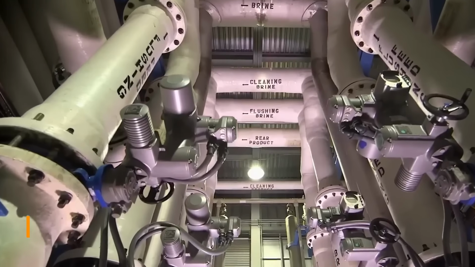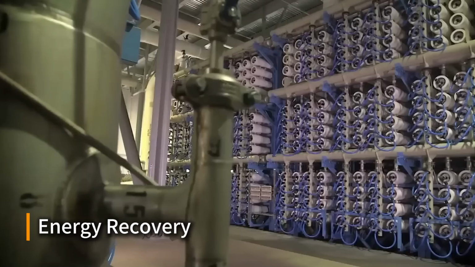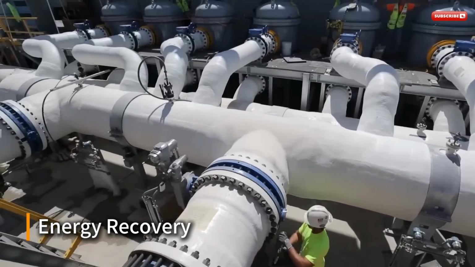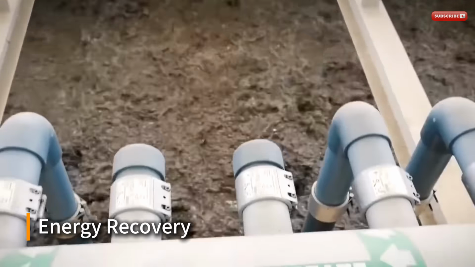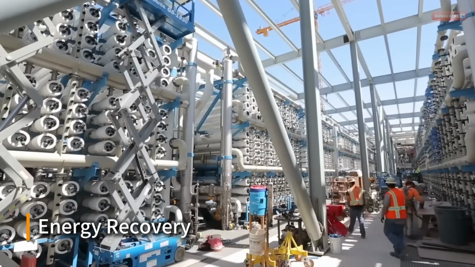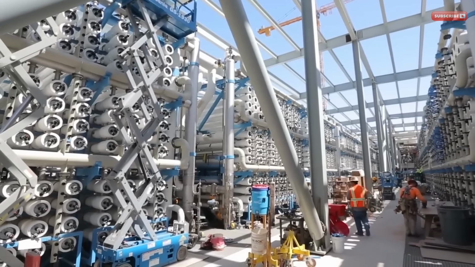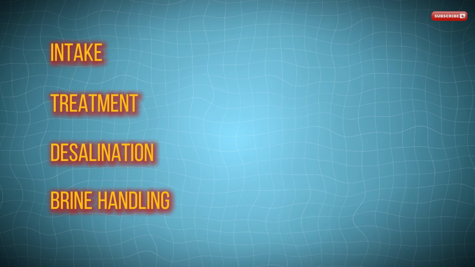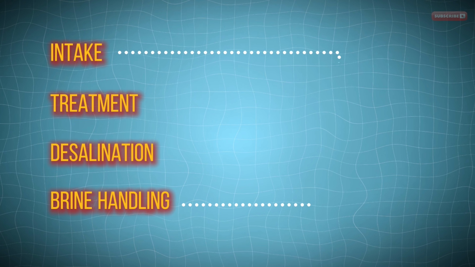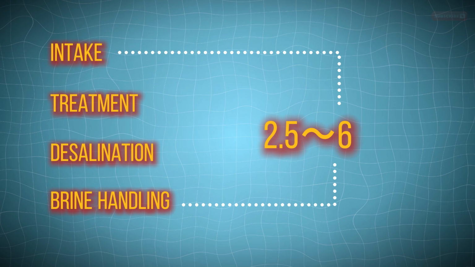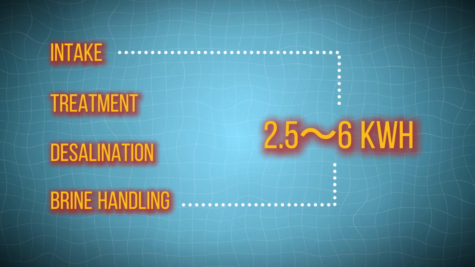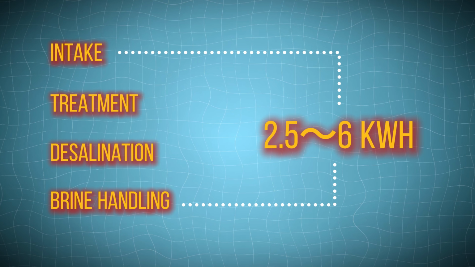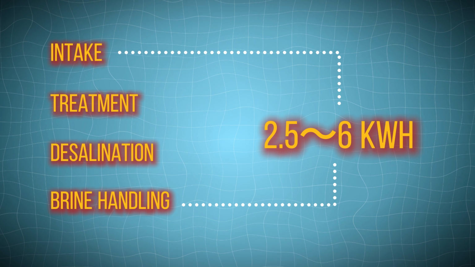Reverse osmosis does not need to boil seawater, but it still has to overcome the natural osmotic pressure created by the dissolved salts. That makes the high-pressure pumps one of the largest energy consumers in the entire facility. When intake, treatment, desalination, and brine handling are included, seawater reverse osmosis typically requires around 2.5 to 6 kilowatt-hours of electricity for every cubic meter of freshwater produced, with efficient modern plants operating toward the lower end of that range.